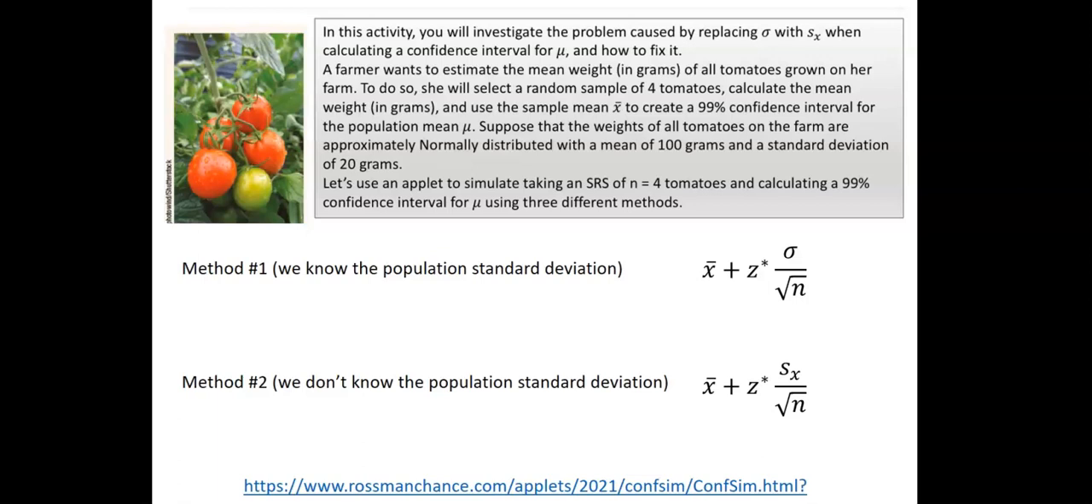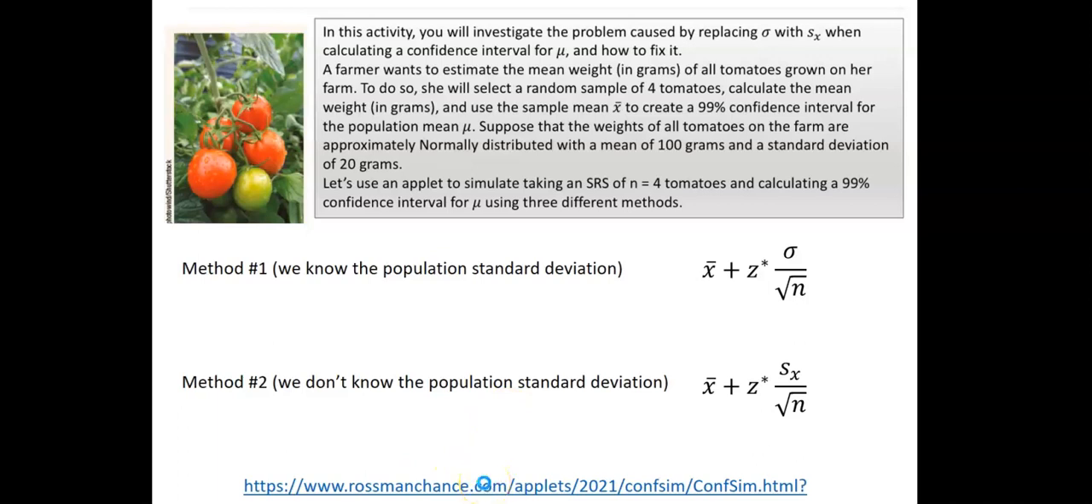A farmer wants to estimate the mean weight in grams of all tomatoes grown on her farm. To do so, she would select a random sample of 4 tomatoes, calculate the mean weight in grams, and use the x bar to create a 99% confidence interval. Suppose the weights of all the tomatoes on the farm are approximately normally distributed with a mean of 100 and a standard deviation of 20. Use an applet to do this.